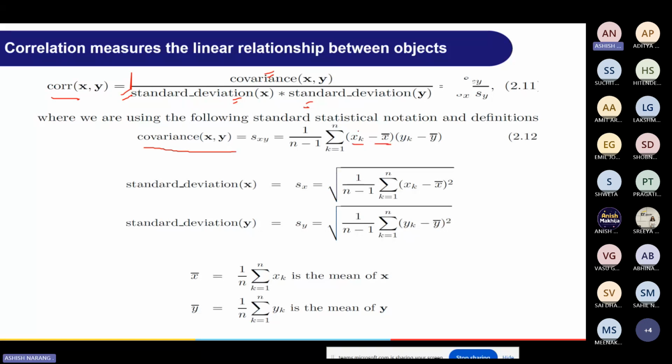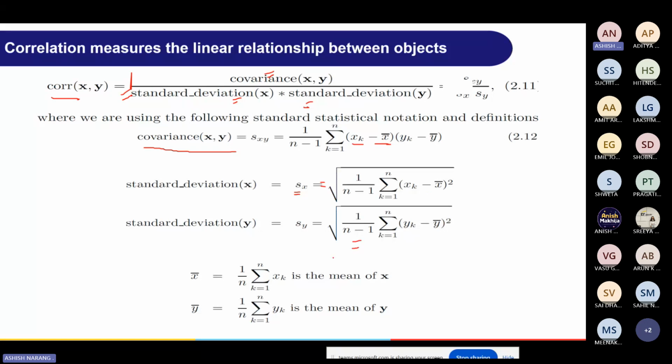You subtract from each observation of the first attribute its mean, and from each observation of the second its mean, take the summation of the product of these, and then divide it by n minus 1. This is covariance. Standard deviation Sx is calculated as the square root of 1 upon n minus 1, summation from k equal to 1 to n, of xk minus x bar squared. Similarly, this is the standard deviation of y.